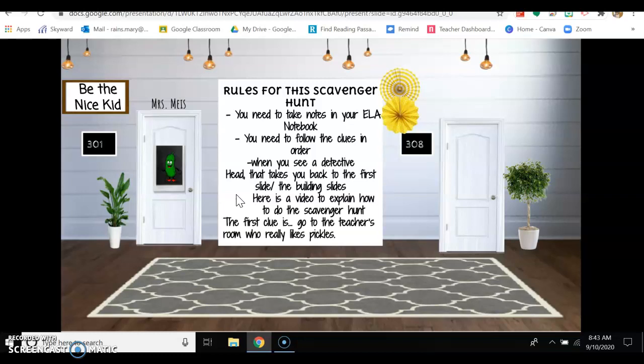So please, if you don't understand something or if you need help, ask somebody around you. If they don't know, then feel free to raise your hand and ask for help with the teacher.